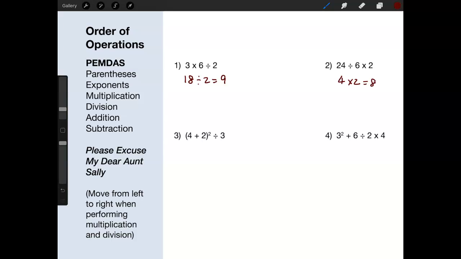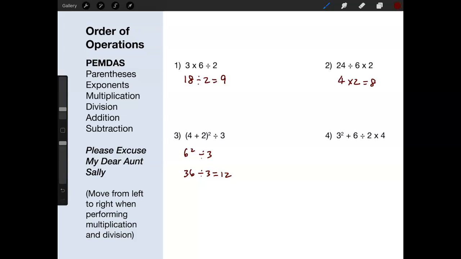Number 3, we have (4 plus 2) squared divided by 3. So we do the parentheses first. 4 plus 2 is 6. 6 squared divided by 3. We next do the exponents. 6 squared is 36, and 36 divided by 3 is equal to 12.